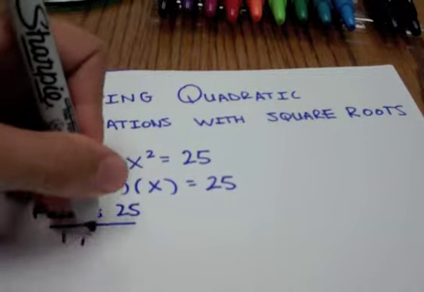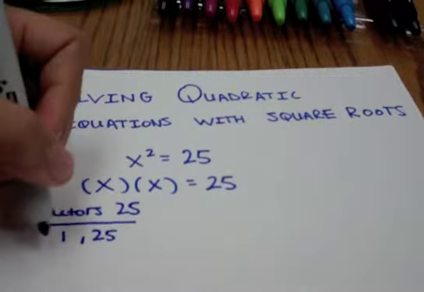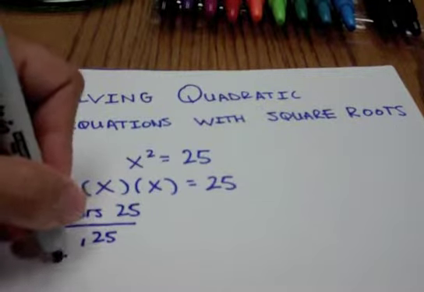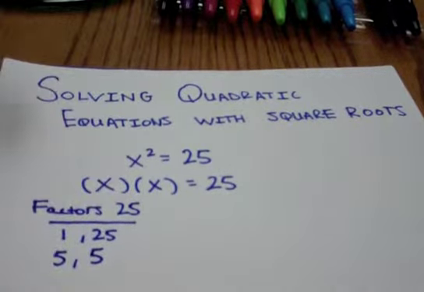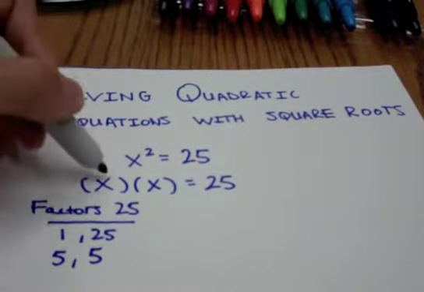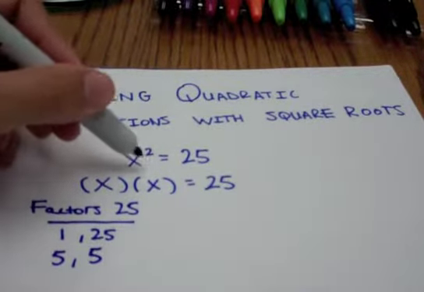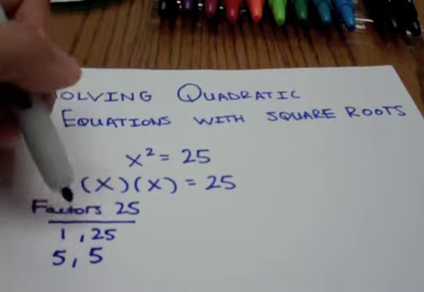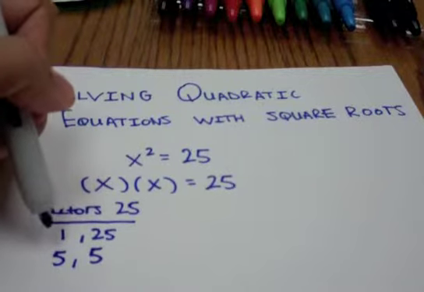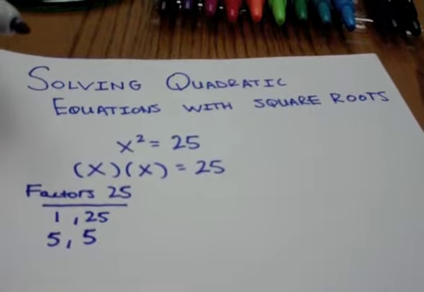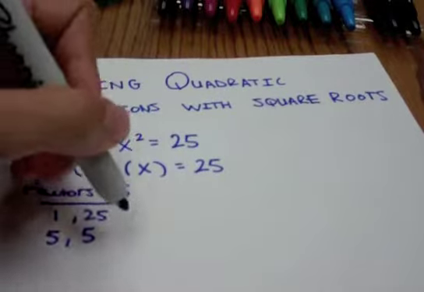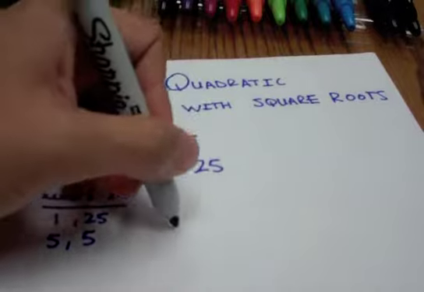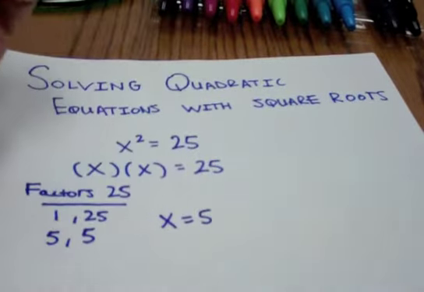There's going to be 1 and 25. 2 doesn't go, 3 doesn't go, 4 doesn't, and 5 and 5. So what we were looking for is two numbers that are the same that multiply together to give you 25. These are not the same, and 5 and 5 obviously are the same. So we can say for certain that when you're looking for x squared equals 25, that x equals 5.